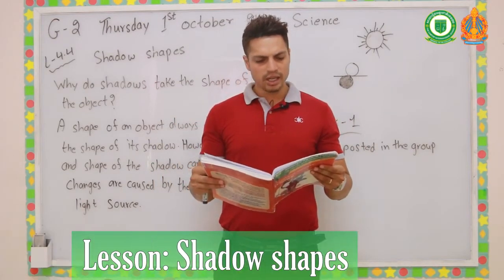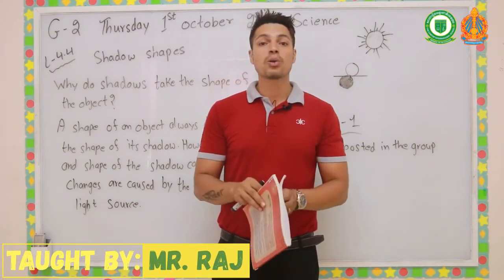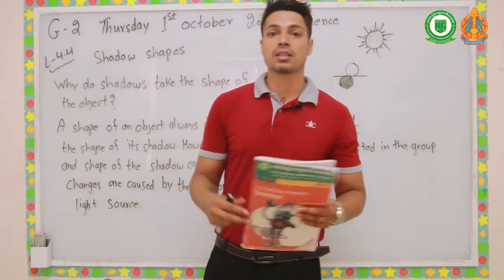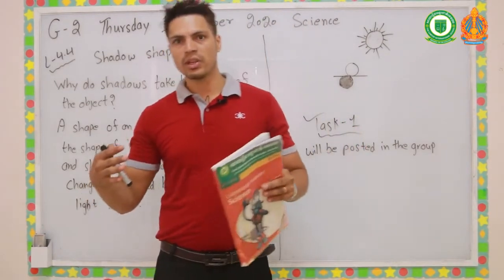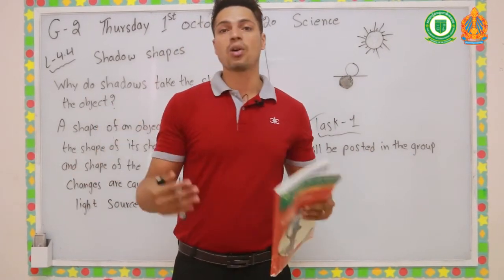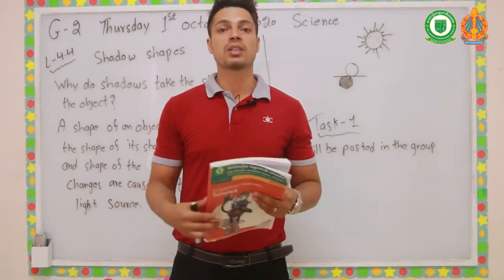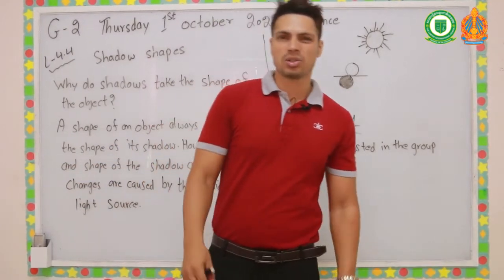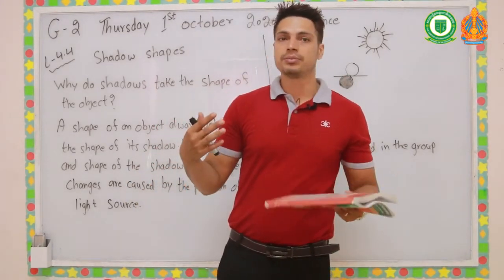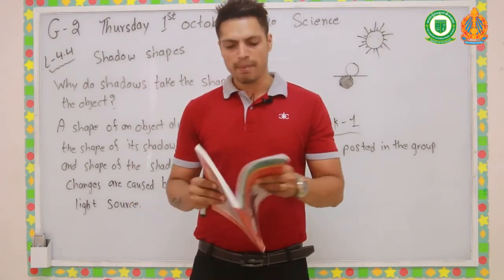Last week we learned about making shadows, okay? So how shadows are formed. Shadows are formed when something is blocking the light. If any object is blocking the light, that's when it forms the shadow. Shadows have different shapes, okay?